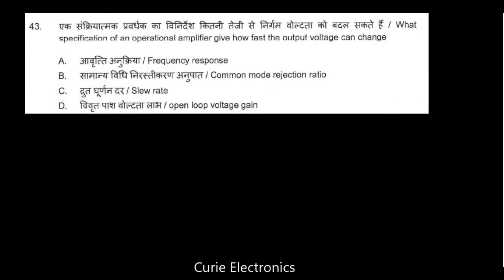Question number 43. What specification of an operational amplifier gives how fast the output voltage can change? It is the slew rate. See, when we want to use an op-amp for high frequency, with the input changing, the slew rate determines whether the op-amp output is allowed to change. That is what is known as slew rate. And the unit of slew rate is usually volt per microsecond.